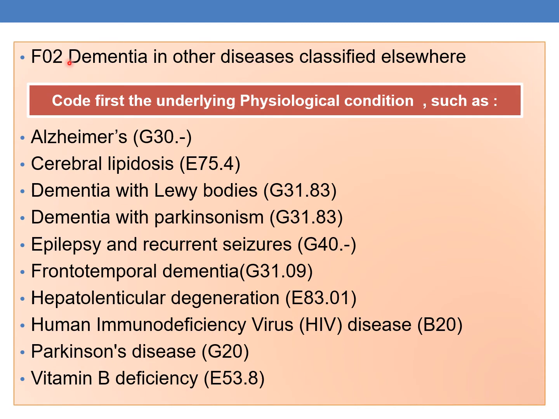So before coding the F02 series, we need to first code the underlying physiological conditions like Alzheimer's, Parkinson's or HIV disease, AIDS, etc. So this is an example for diseases classified elsewhere, and similarly the convention code first. The convention code first is given under the manifestation codes. And under these etiology codes, you will find code also or use additional code.